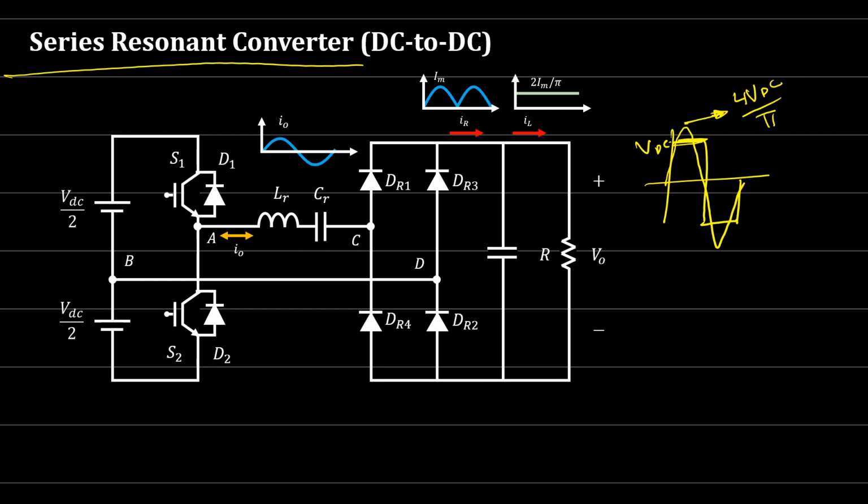4 VDC over pi. Also, we need to remember if we have a rectified voltage like this or a rectified current, so this is I maximum, from the bridge rectifier, the full wave rectifier, the rectified voltage is equal to how much? The average, 2I maximum over pi, or 2V maximum over pi. Just memorize these two things here, because we will use them when we derive the equations for this converter.